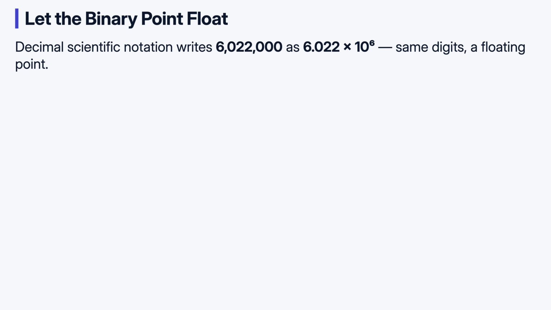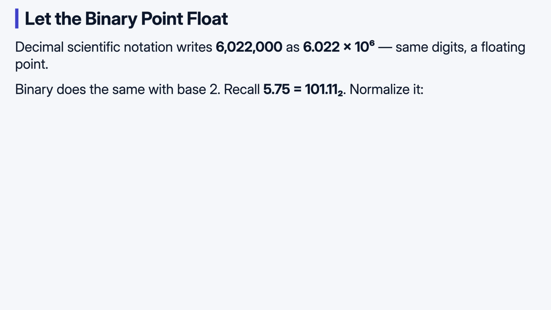You already know decimal scientific notation. You write 6,022,000 as 6.022 times 10 to the 6th. Same significant digits, and the point floats to wherever the digits are. Binary scientific notation does exactly the same thing, but in base 2.